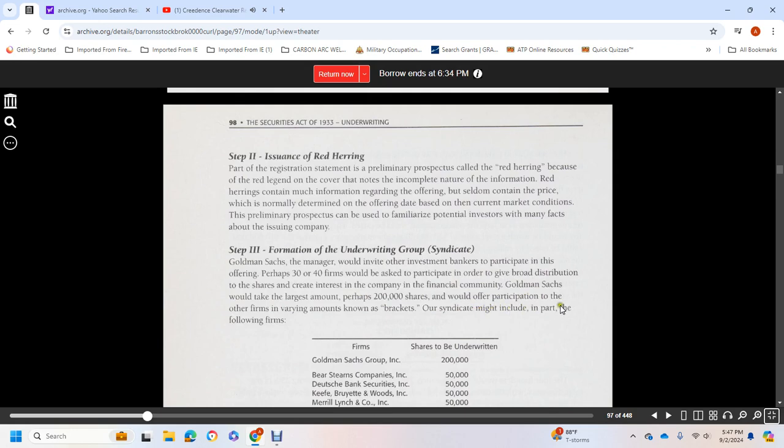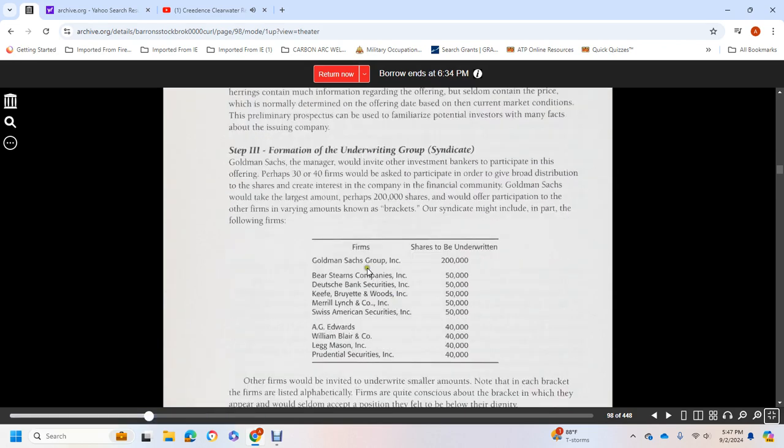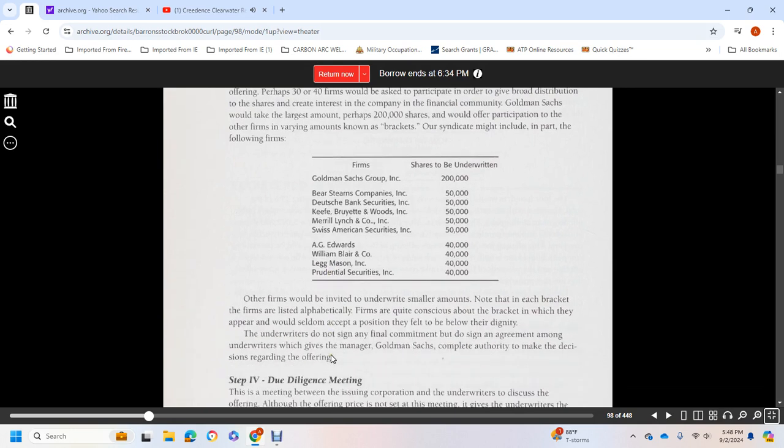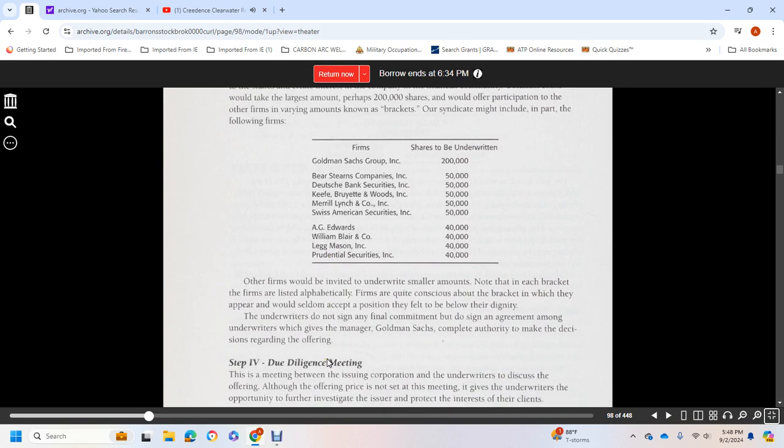Other syndicate members would include firms such as Bernstein and Company and Swiss American Securities, each with 50,000 shares to be underwritten. A.G. Edwards, William Blair, Legg Mason, and Prudential Securities would take 40,000. Other firms would be invited to underwrite smaller amounts. Note that the firms in each bracket are listed alphabetically. Firms are quite conscious of the bracket in which they appear, and would not want to be placed in a position they feel is below their dignity.